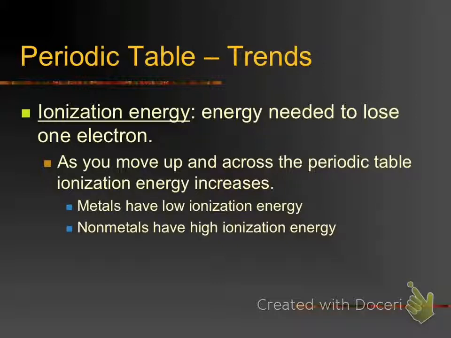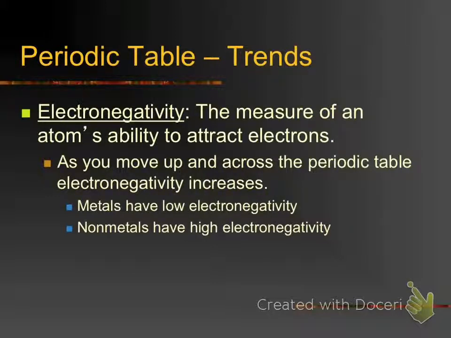Okay? So ionization energy is the energy needed to lose an electron. If I add energy to an atom, I can strip electrons off. So it's how much energy is required to strip that electron. Metals have low ones because they're big and they give up their electrons. Nonmetals are tighter and they take electrons.